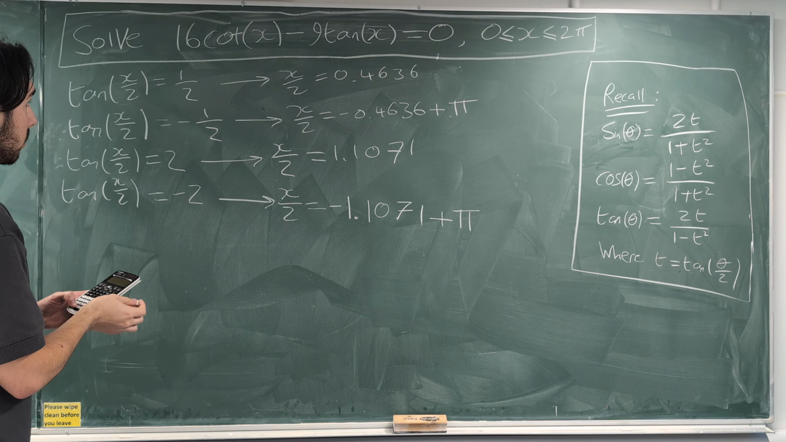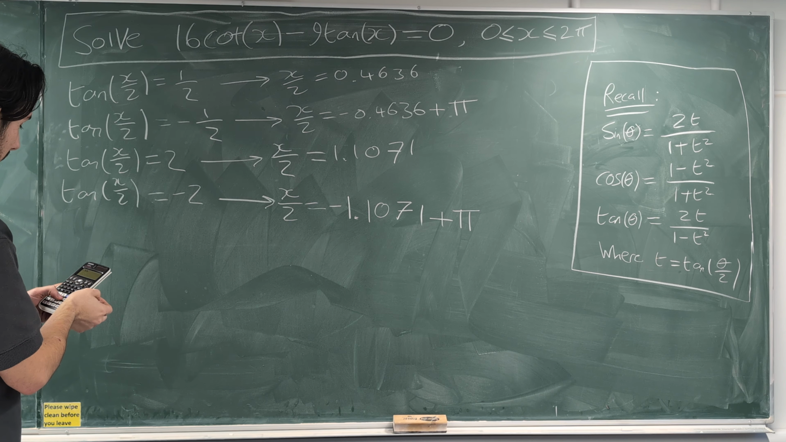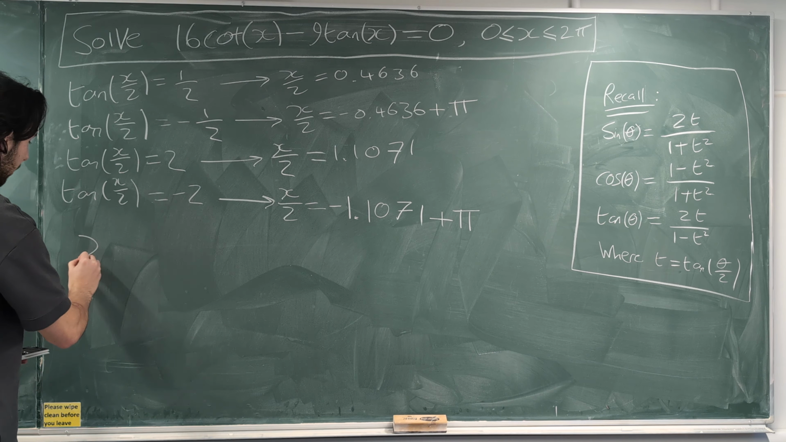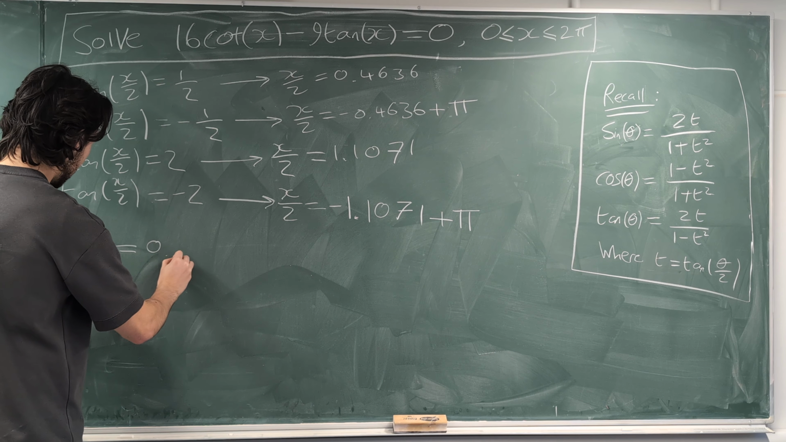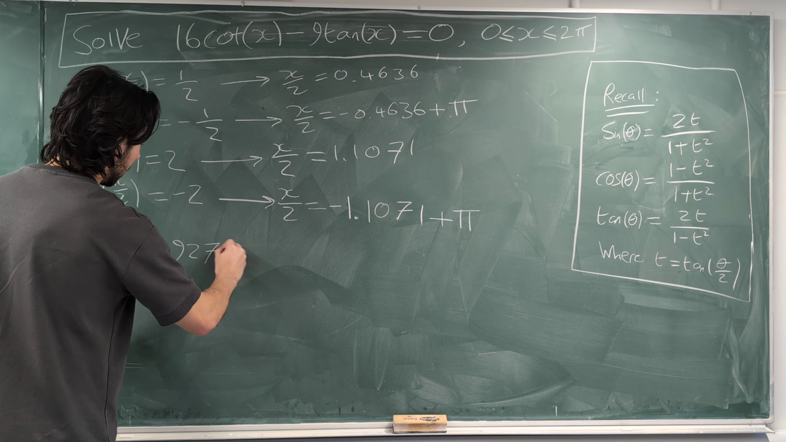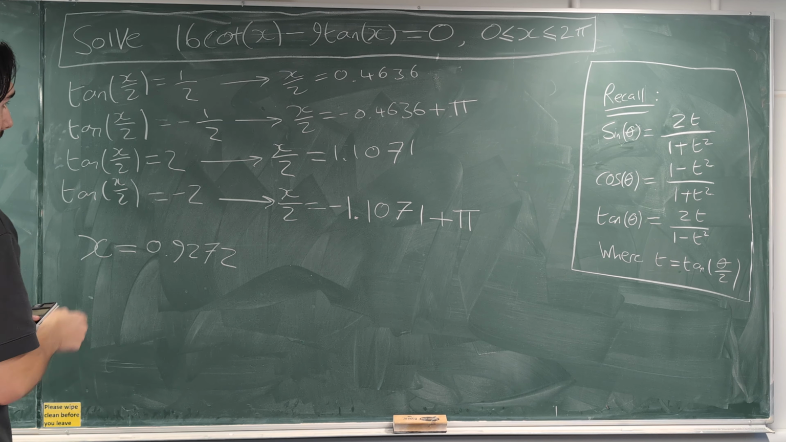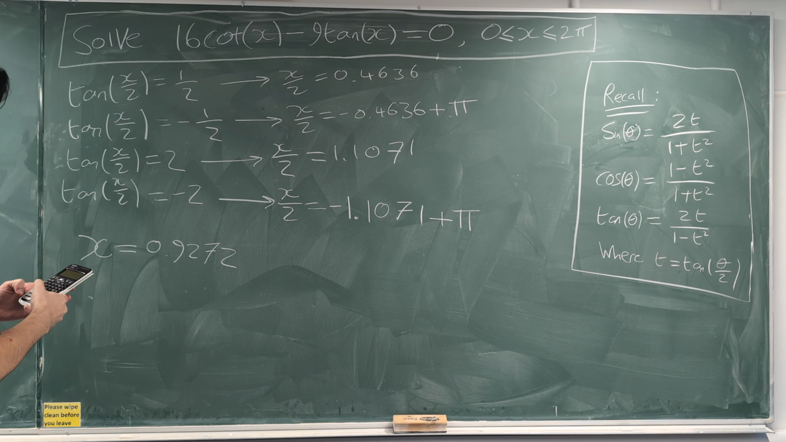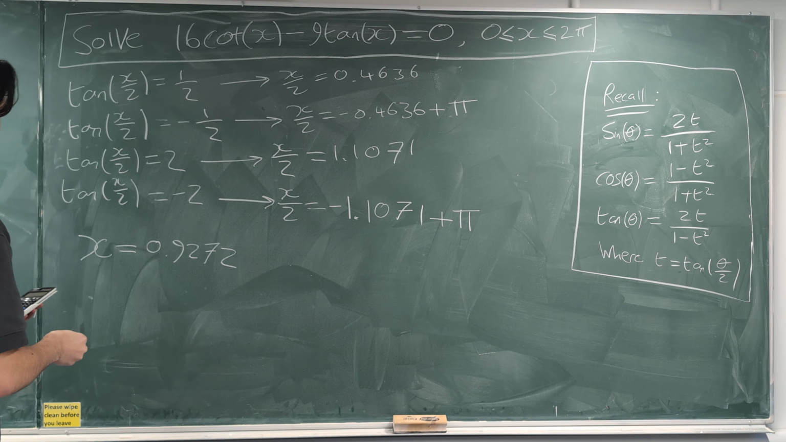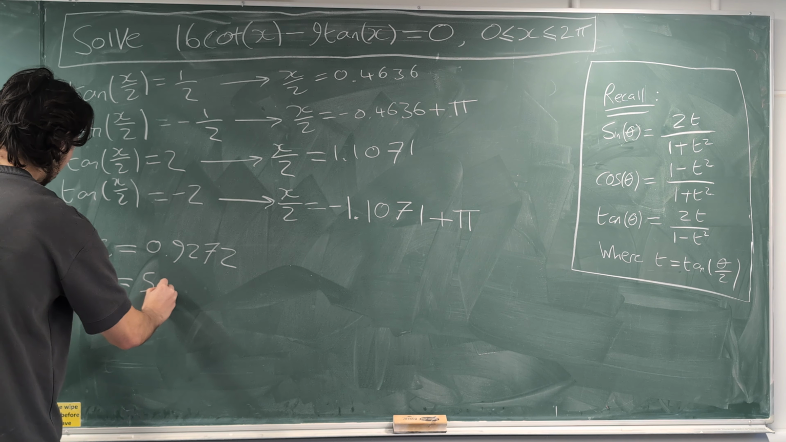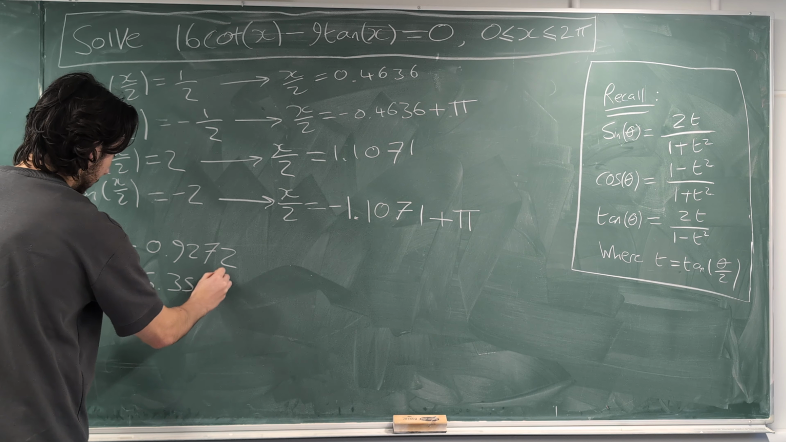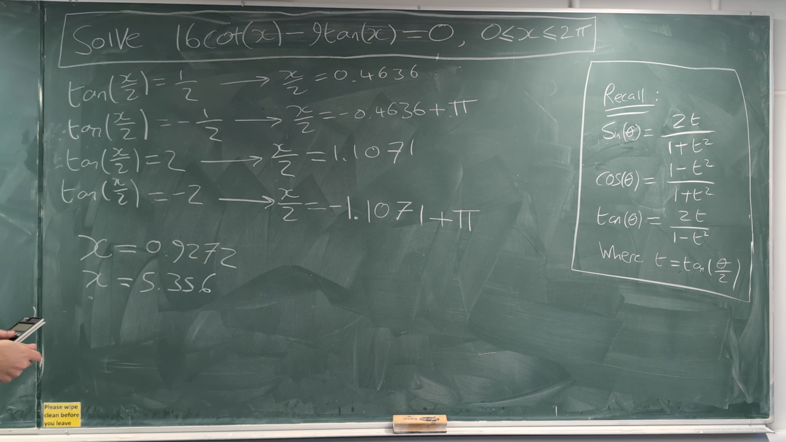So now I'm going to go back through the answers and I'm going to double them. So my first answer will be that x is equal to 0.9272. That's the top one doubled. The next one, I've got minus 0.4636 plus pi, and then I'm doubling that. So I'm just doubling the second one to get x on its own there. So this second answer would be x equals 5.356, roughly.